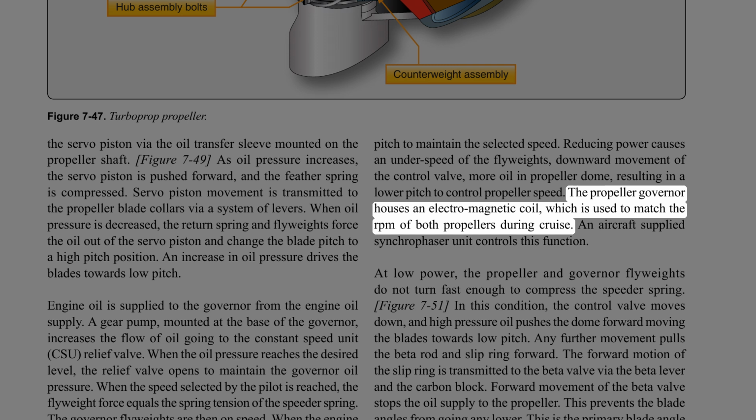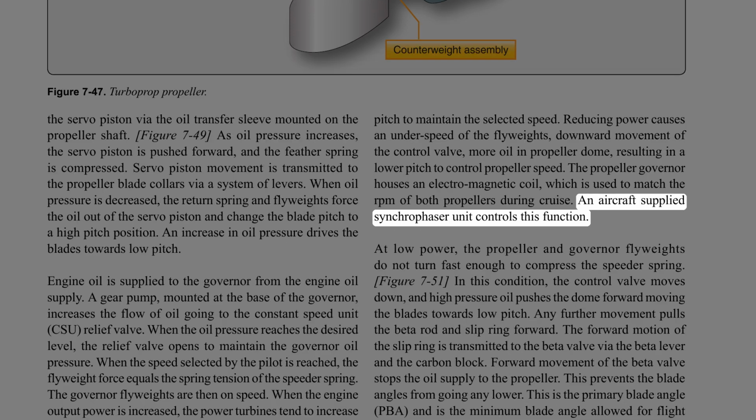The propeller governor houses an electromagnetic coil, which is used to match the RPM of both propellers during cruise. An aircraft-supplied synchrophaser unit controls this function.